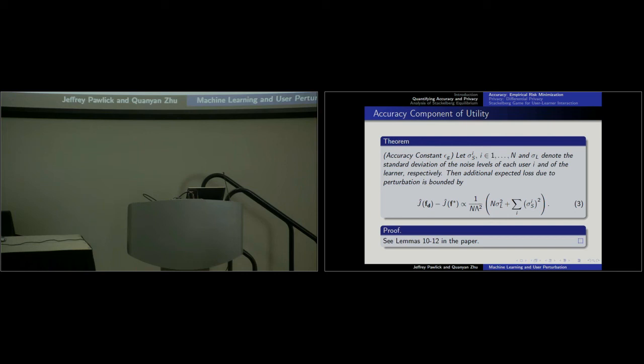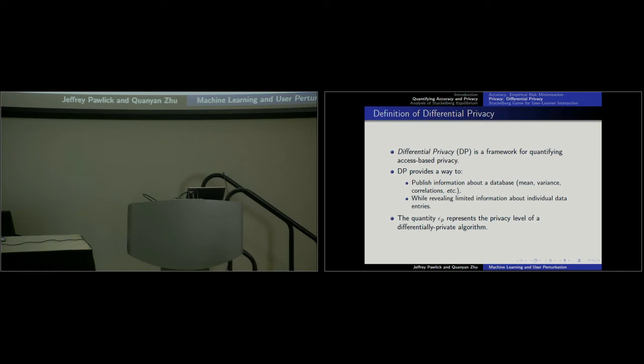So the more noise that you add on the learner and the more noise that you add from the user, together they're going to have an impact on the accuracy, and it's going to be normalized by the number of players down here. And on the other hand, you also have privacy issues.